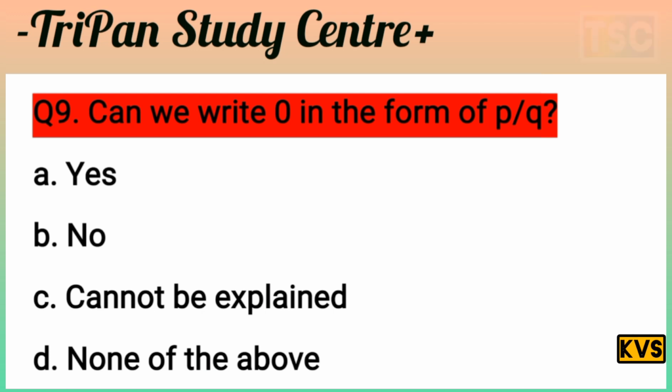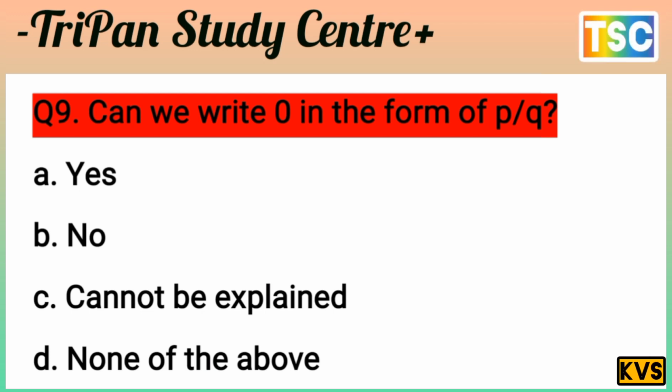Can we write 0 in the form of Q upon P? That's important. The options: A is yes, B is no, C is cannot be explained, D is none of the above. That's an important question, but I give you a few seconds to test your knowledge first. You must have a thought of your answer. Let's see what our answer is for this question.